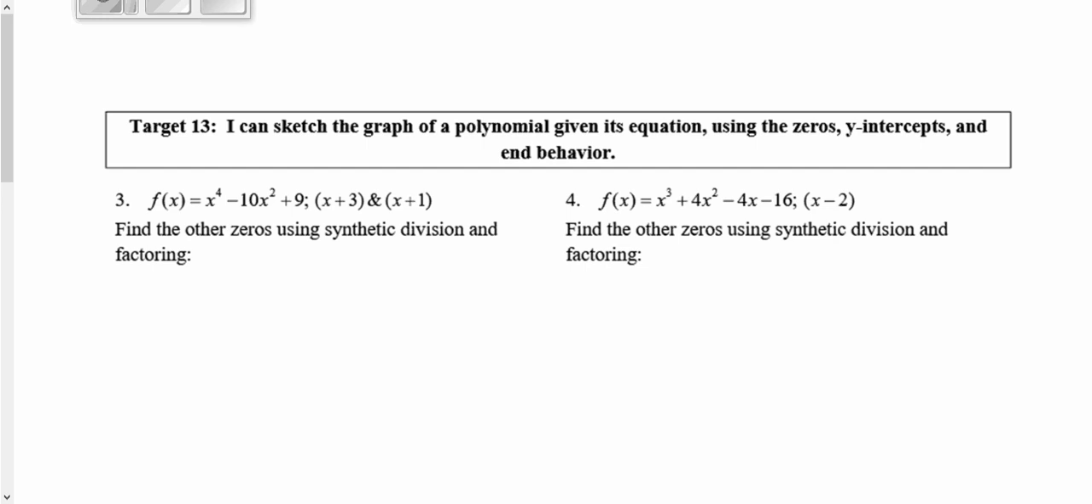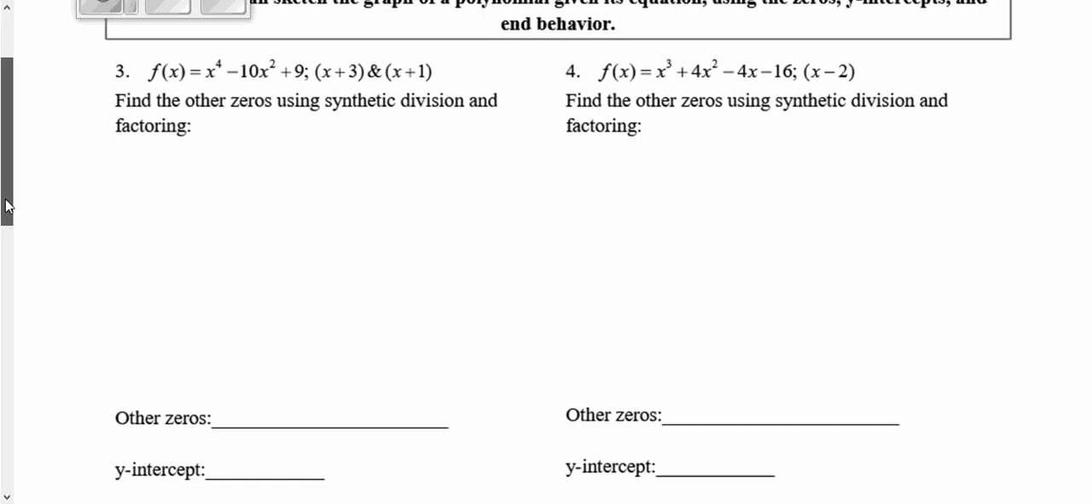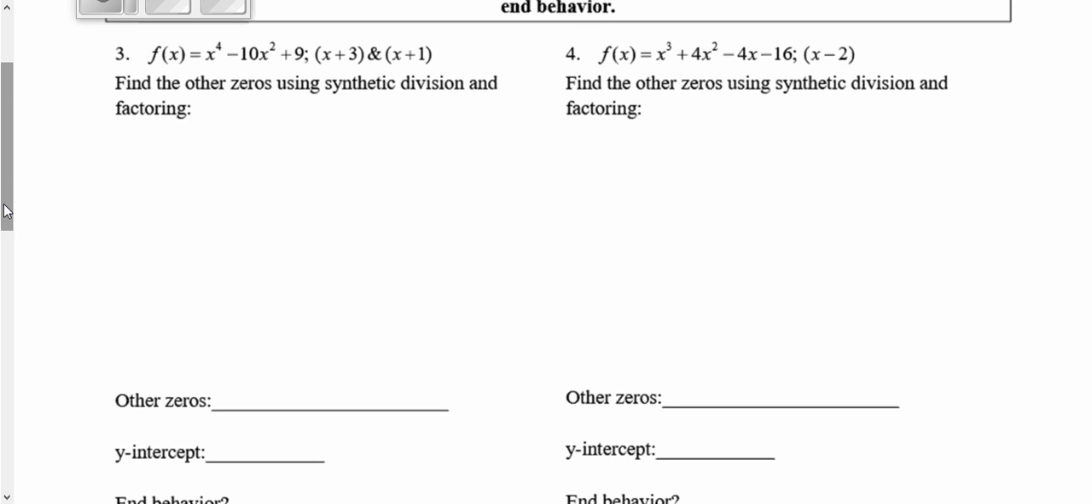Okay, so taking a look at the back, we're going to do the opposite now. So I'm going to give you the equation and you're going to give me the graph. So on number 3, we're starting with a quartic with a positive leading coefficient. So ultimately this graph should be a W that's opening upwards. Just keep thinking about all of that.